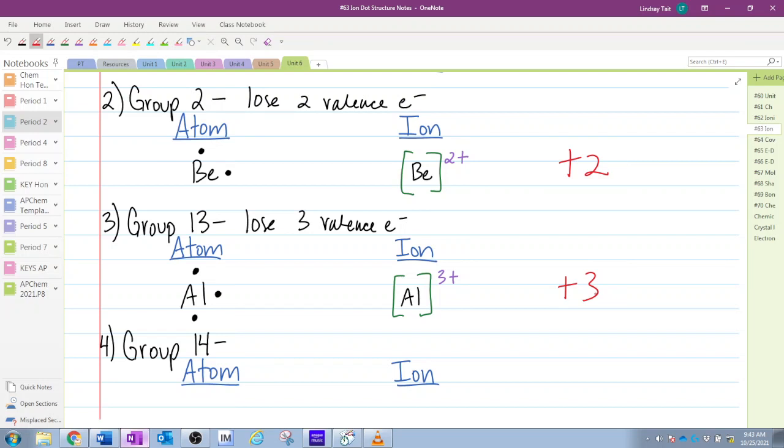Hey, yeah, we skipped over the transition metals. Guys, those get weird. We don't use them a ton in this format. We could, but we got to know more information.